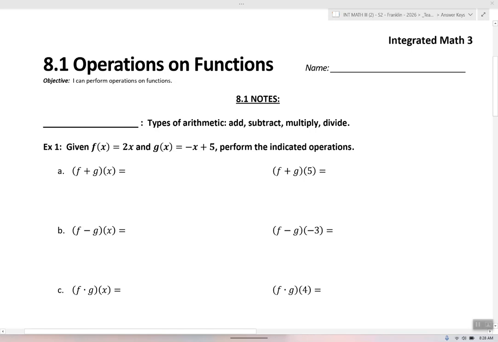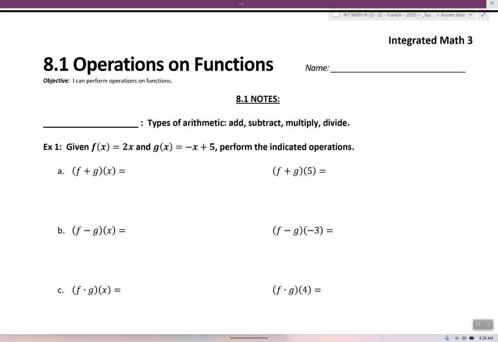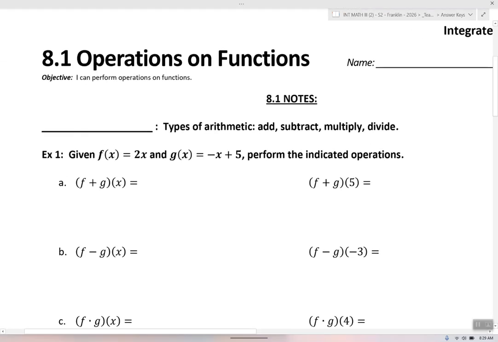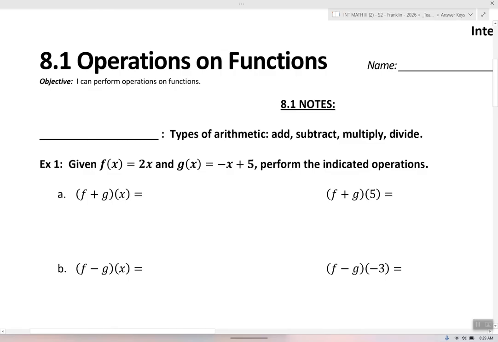Okay, we're going to start our 8th unit here with some operations on functions. So we already know what math operations are, right? These are the arithmetic operations: addition, subtraction, multiplication, division. These are operations. Typically, we do these with numbers, but we can also perform these operations on functions.